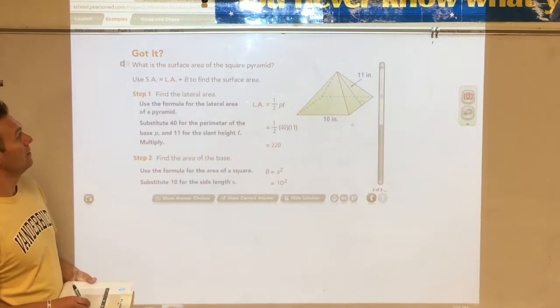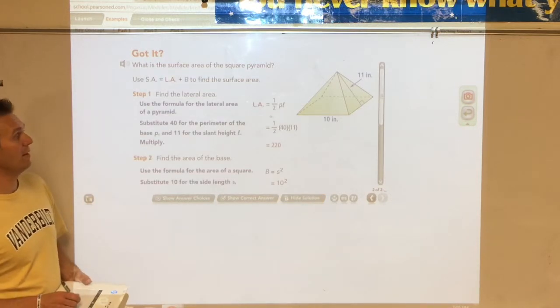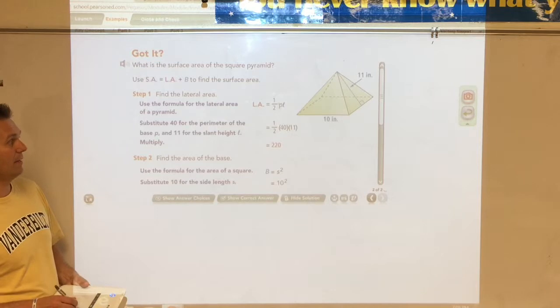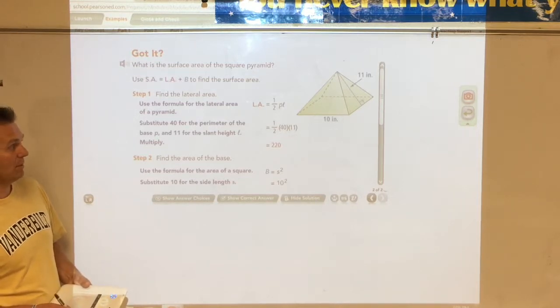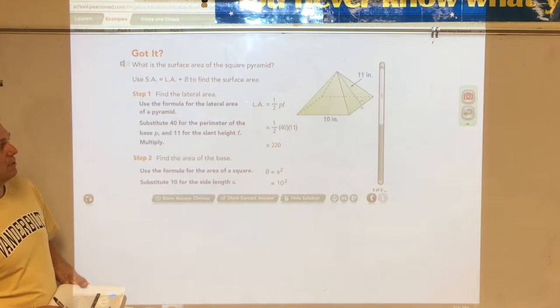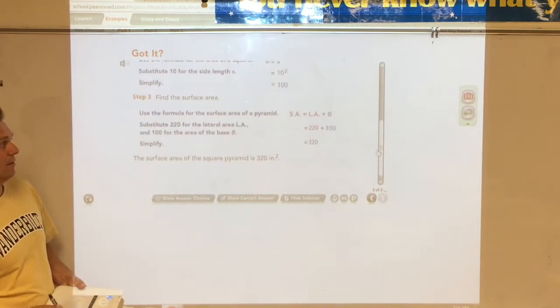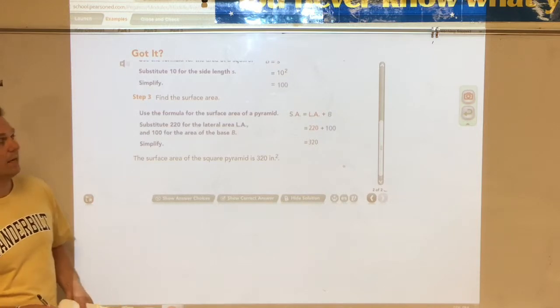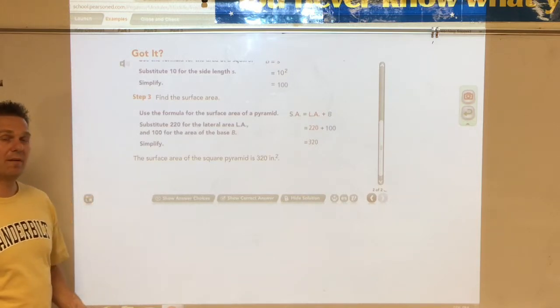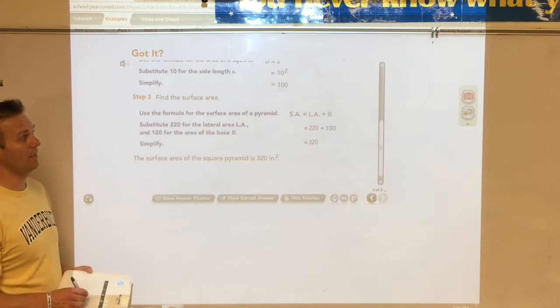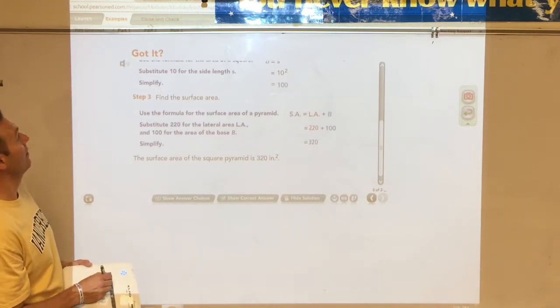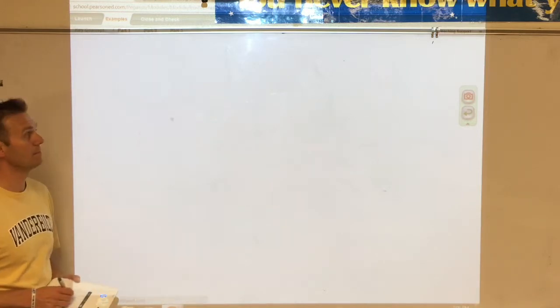Okay, so we're going to use step 1, find the lateral area. So P times L divided by 2. 40 times 11. Why is it 40? Because 10 plus 10 plus 10 plus 10 is 40. Times the 11 slant height divided by 2 is 220. The base is a square, so 10 by 10. So 10 times 10 is 100. Add the two together and you get 320. Okay, so you can pause that for them, slow it down, and let them write down the correct answer if they didn't get it. All right, part 2.